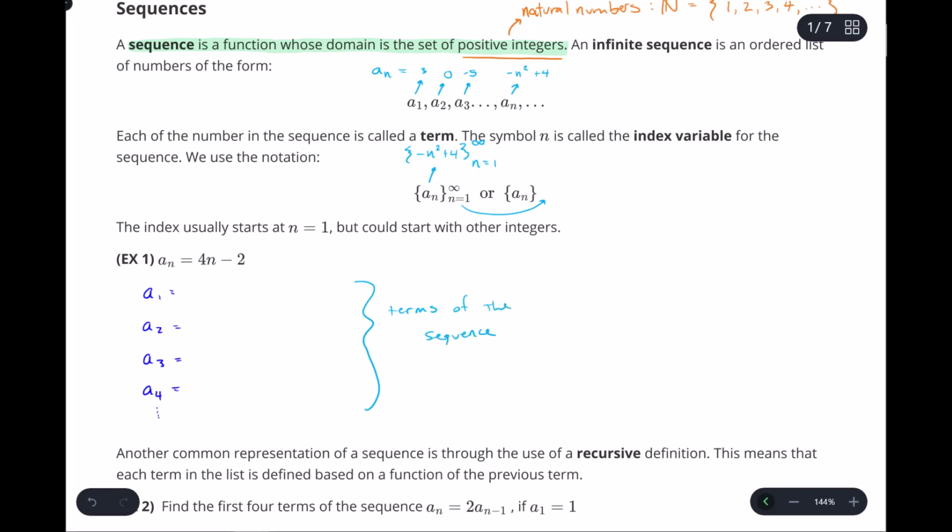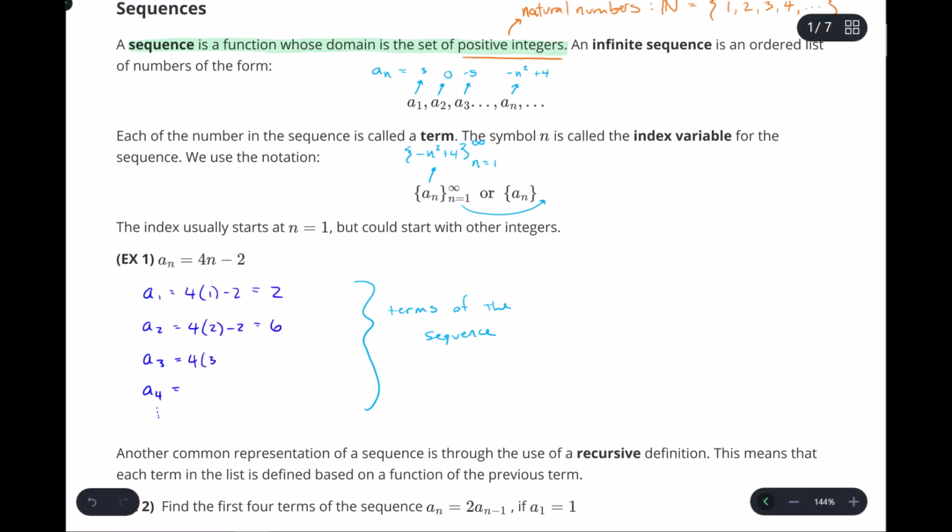Now, it isn't particularly just a sub 1 that is the term. You actually have to evaluate to a number. All right, so when n is equal to 1, we would have 4 times 1 minus 2. So 4 minus 2 would be positive 2. That's the first term of this sequence. When n is equal to 2, you just evaluate this function at 2. So 4 times 2 is 8. 8 minus 2 is 6.